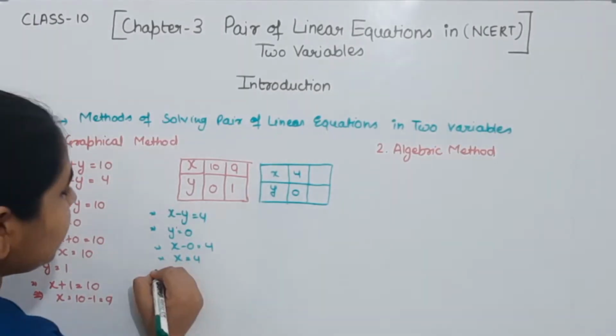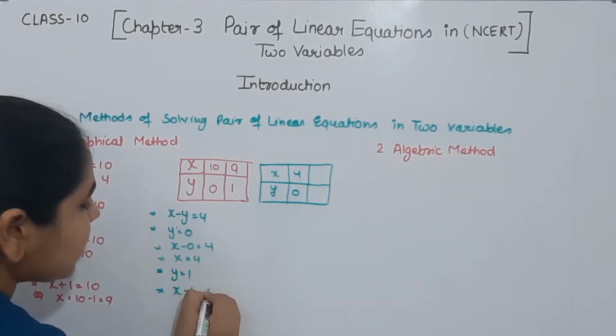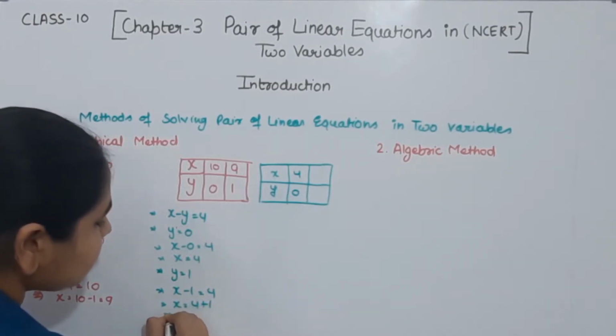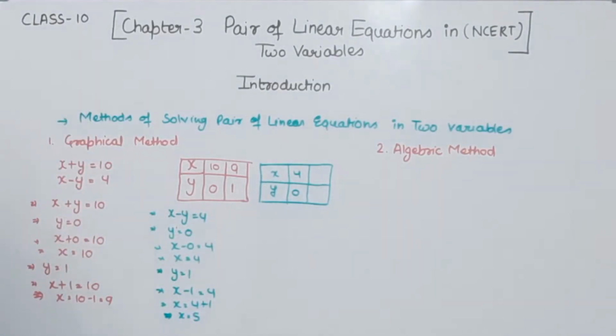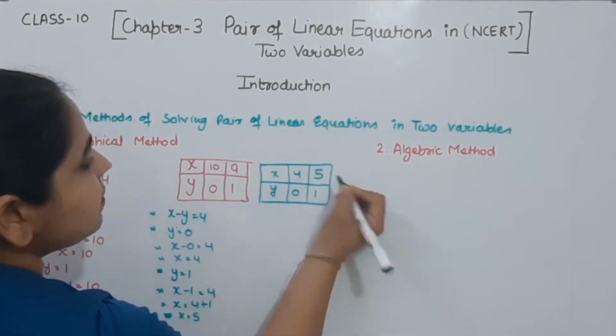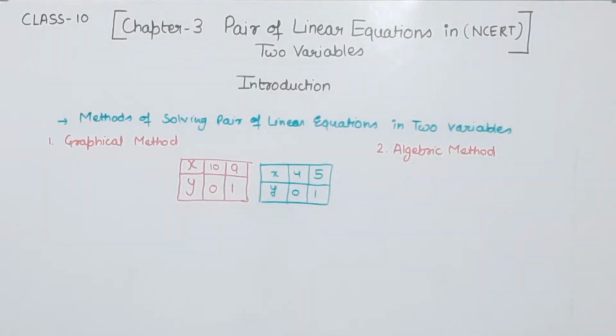Now comes the next one. Here I am going to take y equal to 1. Then x minus 1 equal to 4, so x is equal to 4 plus 1. So the value of x is 5. If we have taken y equal to 1, then x is equal to 5. So these are the two values of x and y. Now we are going to draw the graph.